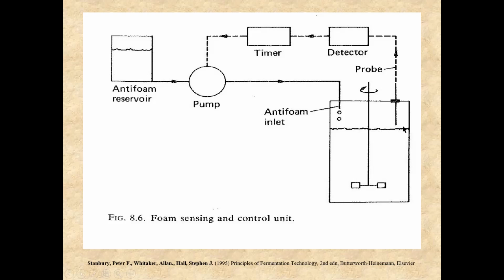So when the foam rises and touches this probe tip and the current is generated, this current activates this pump or valve, so that automatically this pump or valve is open and the antifoam through this pipeline is released into this fermenter for a few seconds.